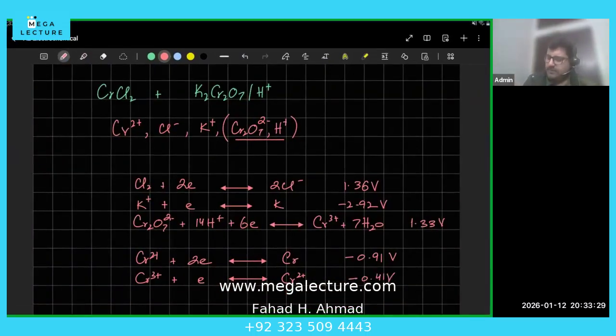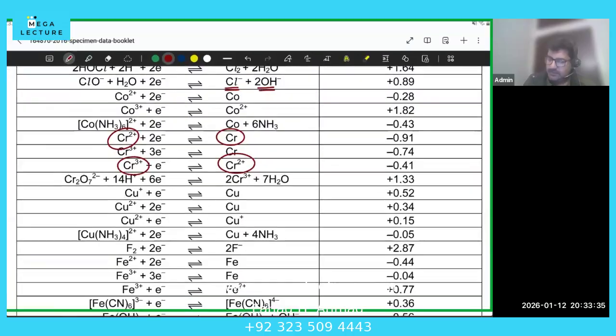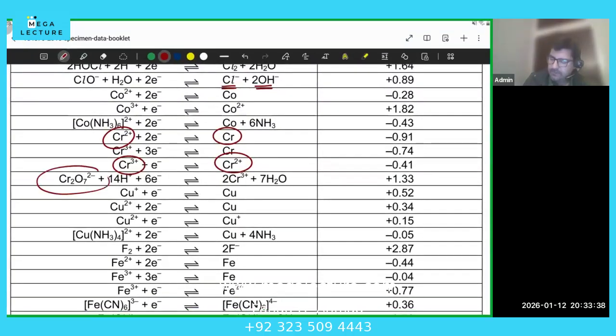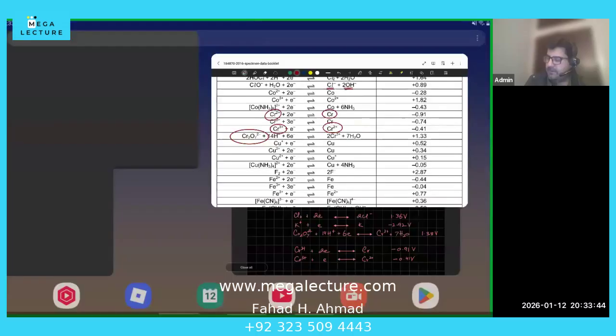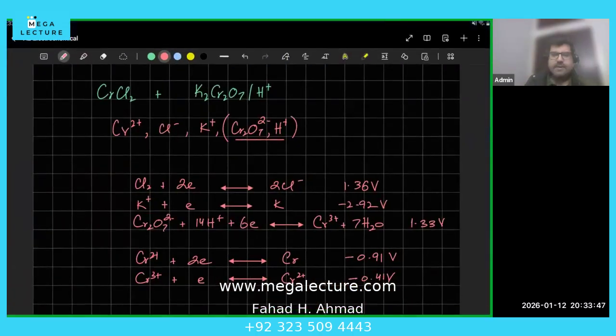अच्छा, so Cr2 plus भी हो गया, K plus 1, Cl minus 1, Cr2O7. Cr2O7, let's confirm Cr2O7. Is that the right equation? तो ये Cr2O7, 14H plus 1 plus 6 electrons, 2Cr3 plus 7, 1.33. ठीक है, वो भी हमने लिख लिया. So I've kind of written all the possible reactions, right?